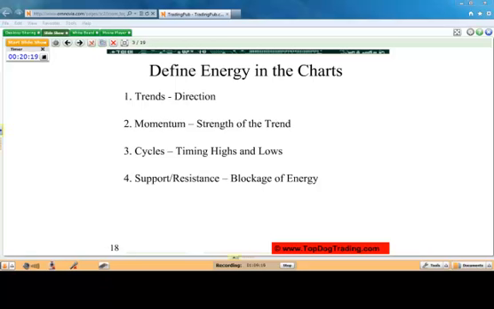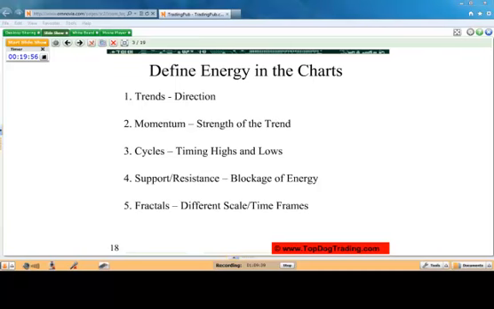Very important. Support resistance is something that almost all traders use, and boy, if you don't use it, you're missing out on something for sure. Because so many people respond to these price levels, you better know what those price levels are that other traders will be responding to. I define this as a blockage of energy. It's a blockage of the first 3 energies.